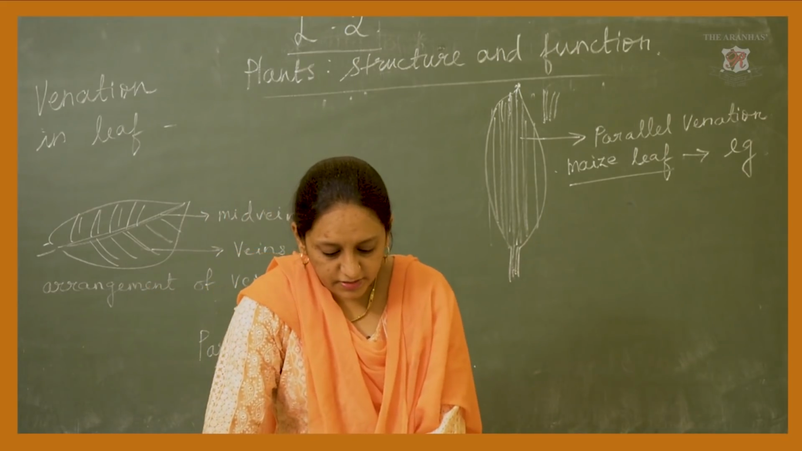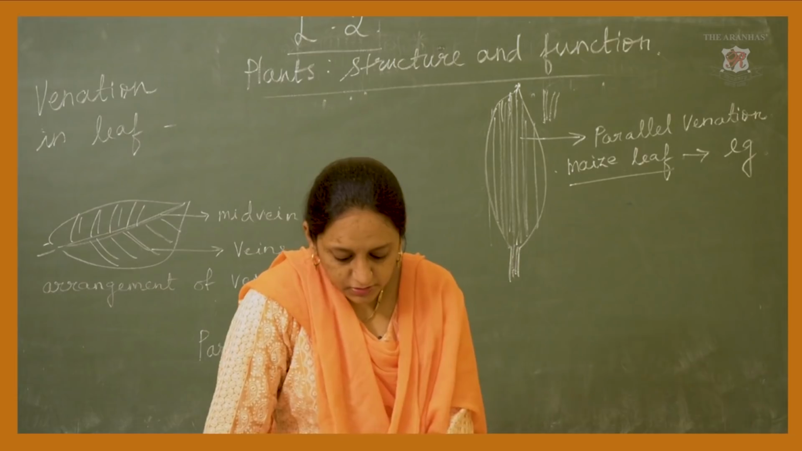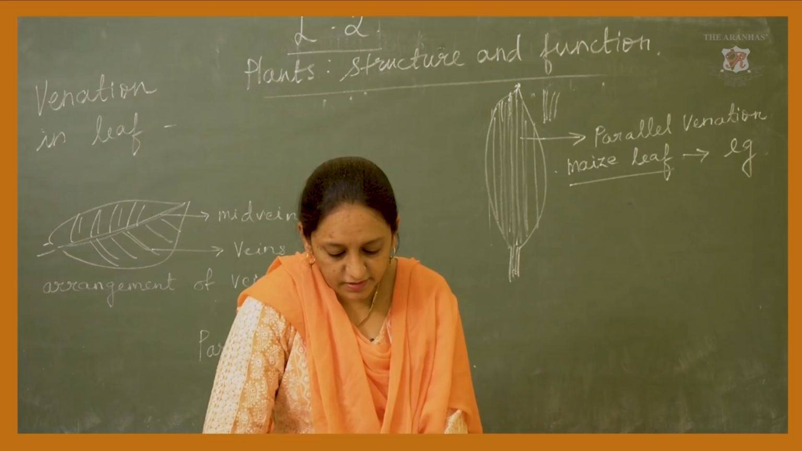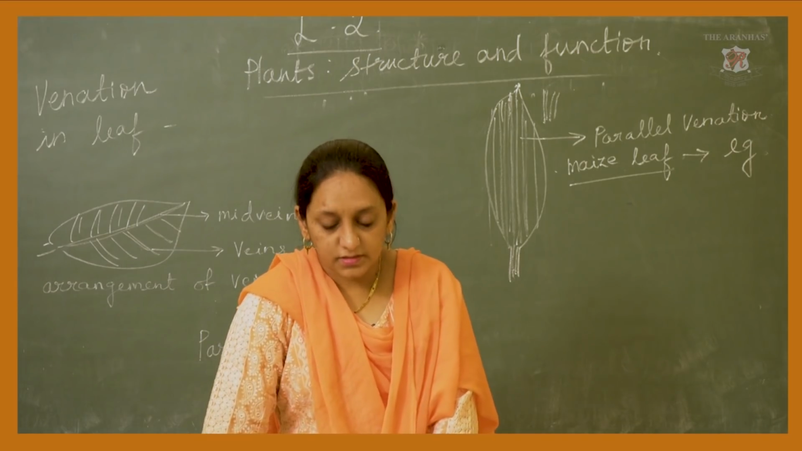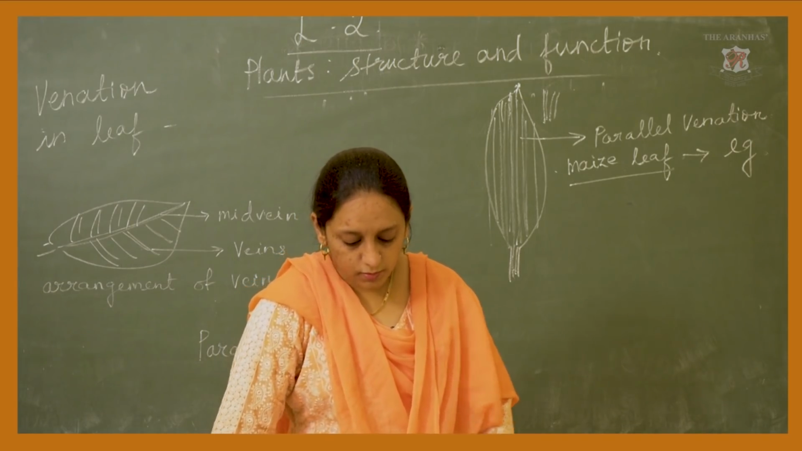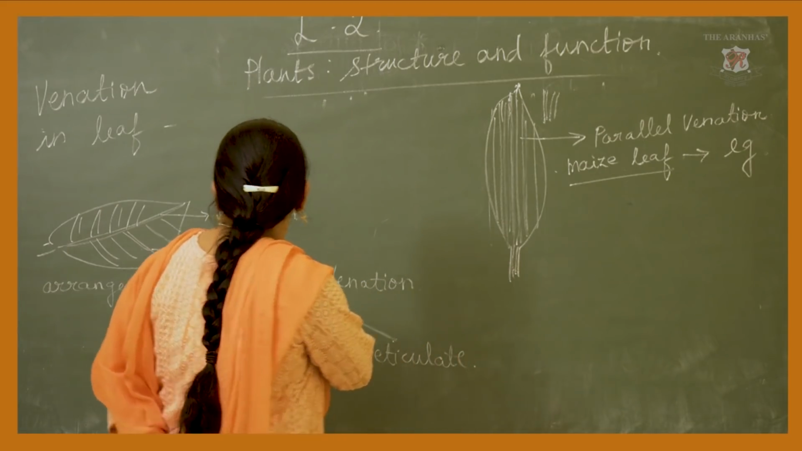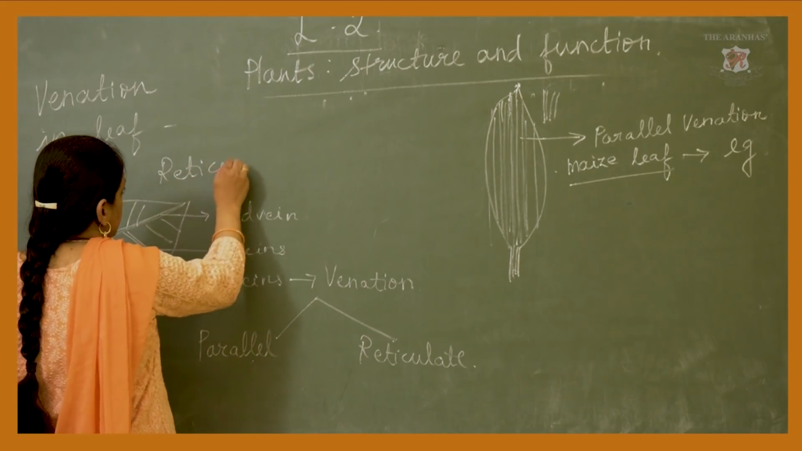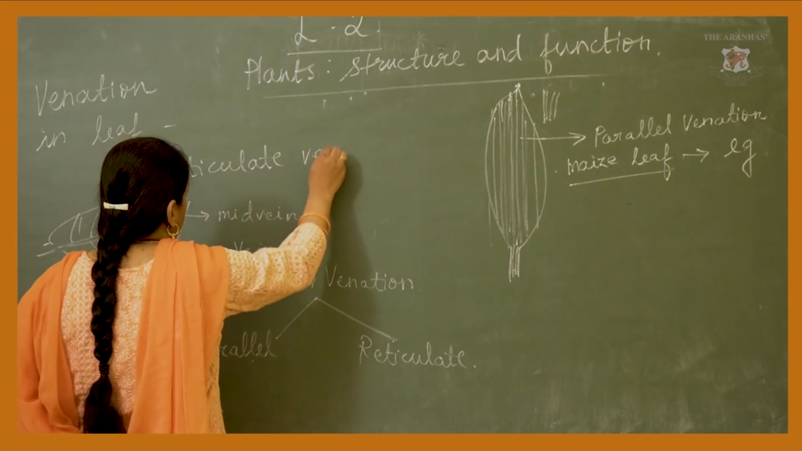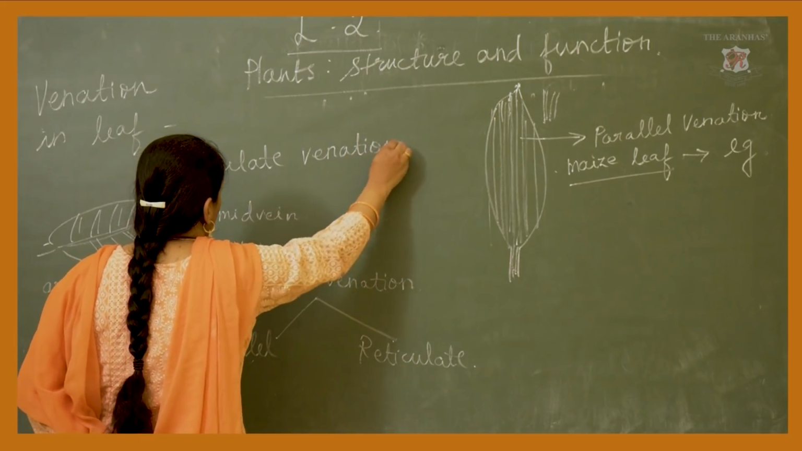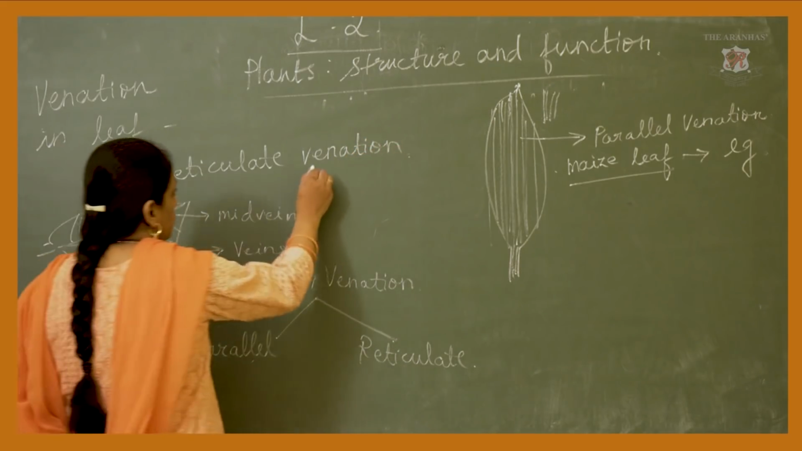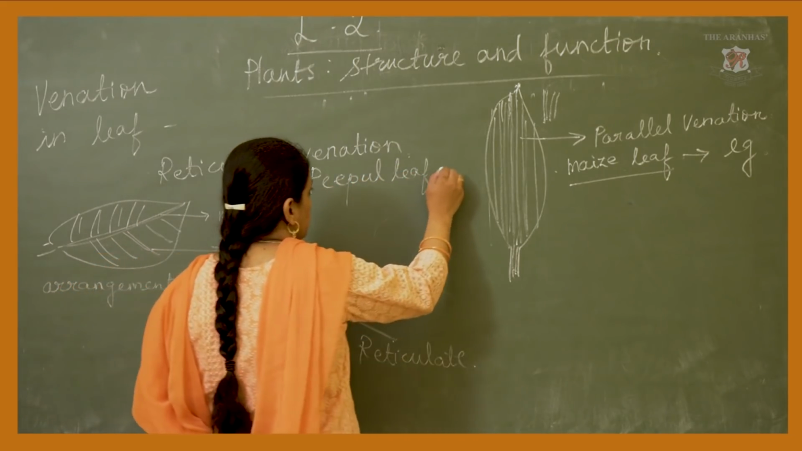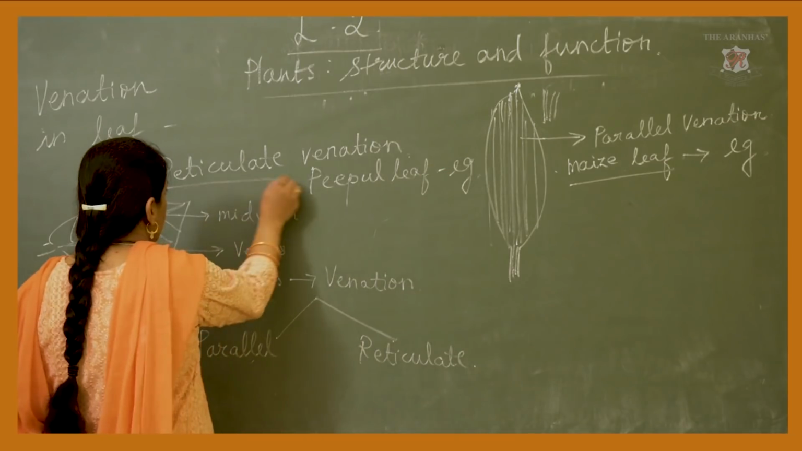Then there is reticulate venation. There is a single midvein which is in the midline. This makes the leaf appear to be divided into two halves. The midvein gives rise to secondary veins. These veins branch and form a network. Example of pea leaf we have seen. This is called reticulate venation because there is a single midvein, and from that single midvein, many small veins arise. Reticulate venation example is the pea leaf.